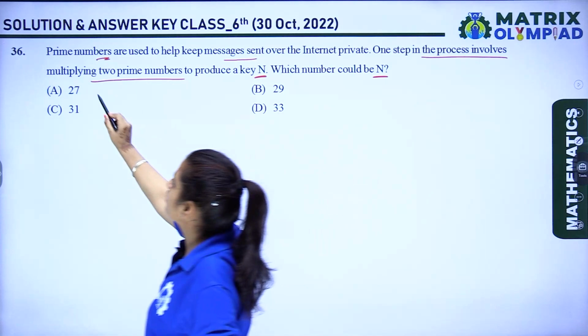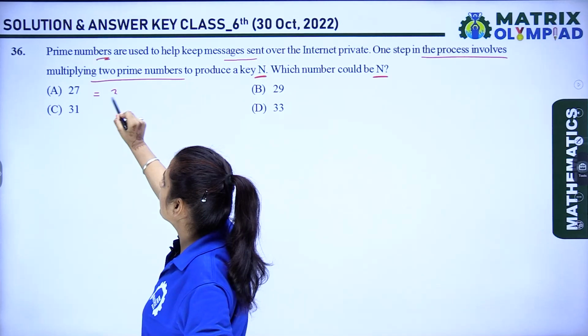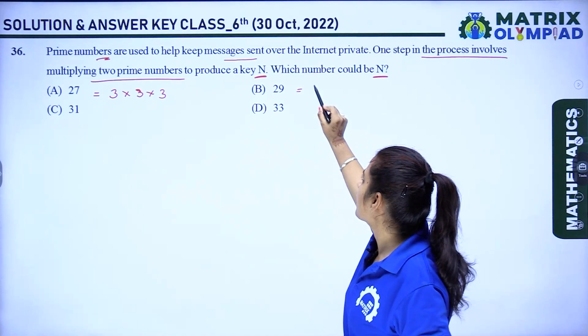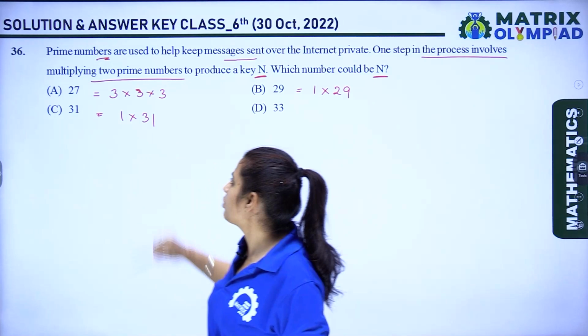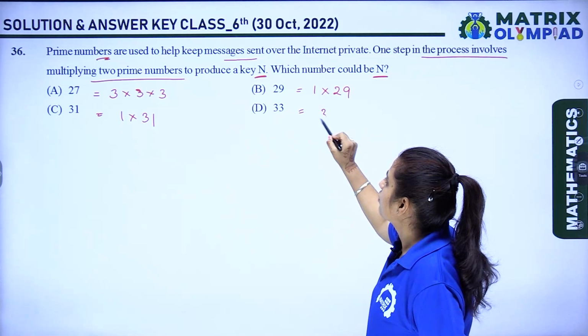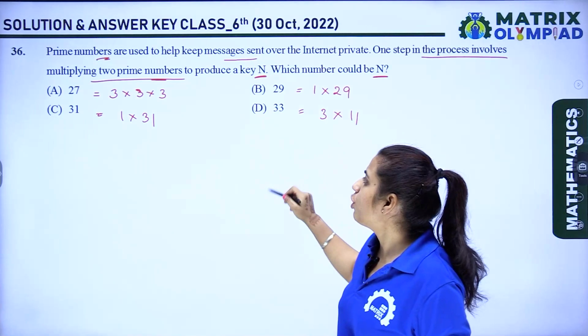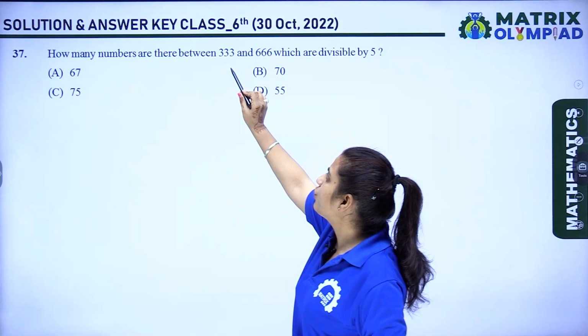So here let's take 27 first. 27, by doing the prime factorization, we can say that 27 is the product of 3s. Now the next option is 29. 29 is the prime number, so we can say that 1 multiplied by 29. Next option is 31. 31 we can write down, 1 multiplied by 31. And 33, it can be written as 3 multiplied by 11. So in the hint, it is clearly given that it is a multiple of 2 prime numbers. So here, out of these four options, option D is the only one with the two prime numbers, that is 3 and 11.